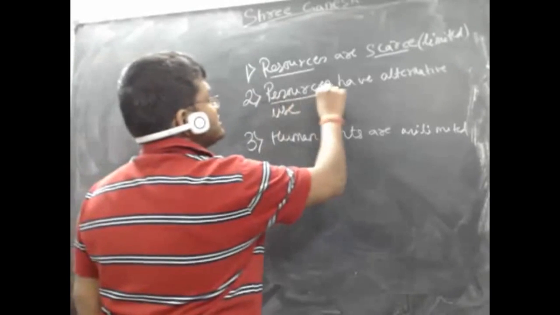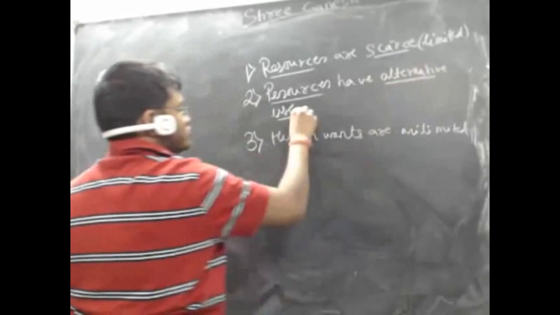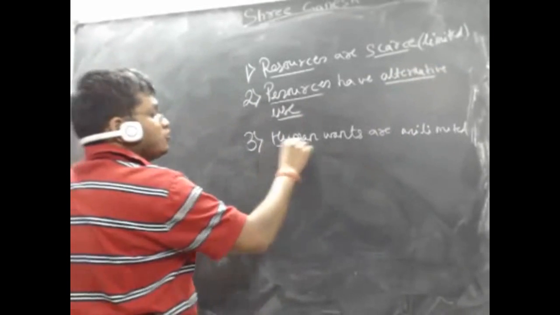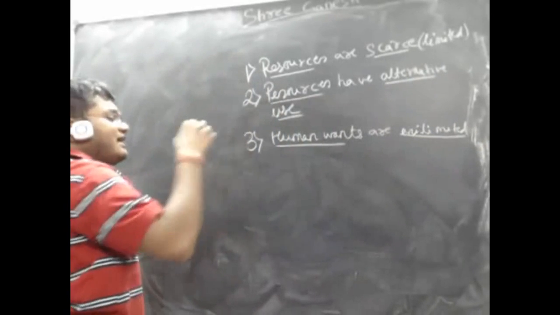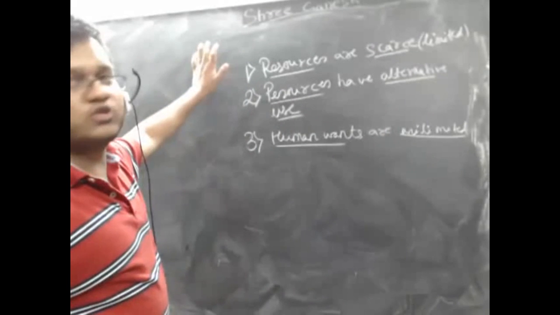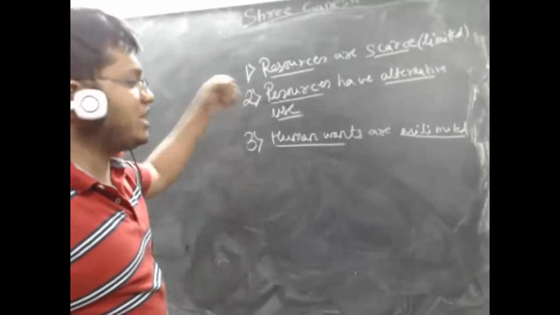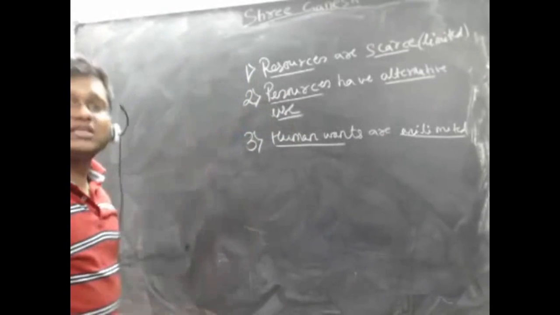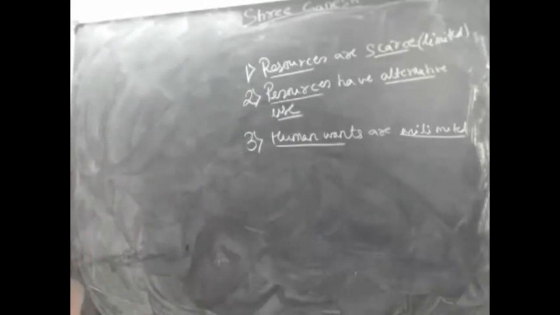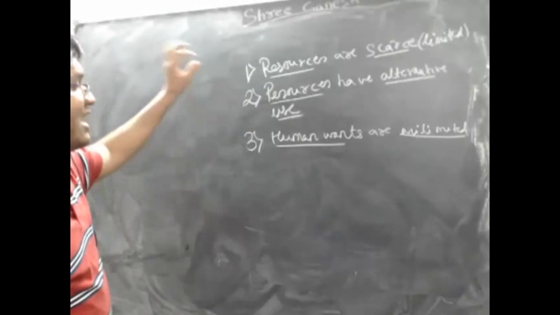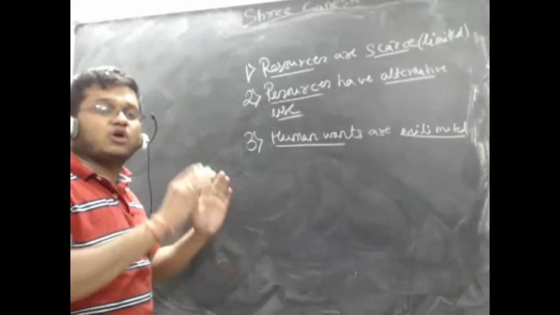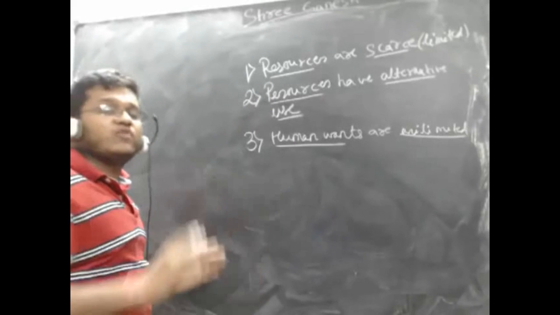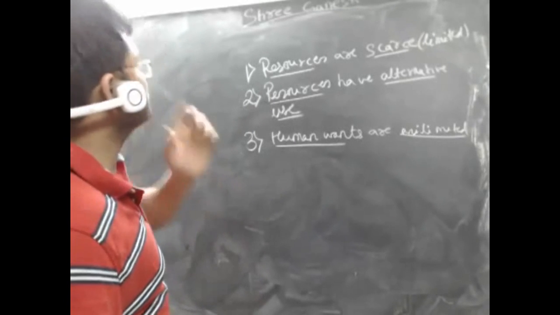Second thing is, resources have alternative use. Third thing is, human wants are unlimited. If any of the three conditions gets violated, you will not have to study economics at all, or there is no need for studying economics. All the chapters in economics, all the concepts in economics are related to these three conditions. If any of the three conditions does not exist in a society, you will never have to study economics in that society.